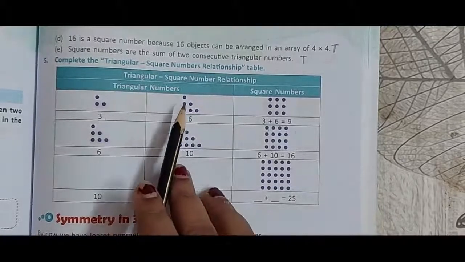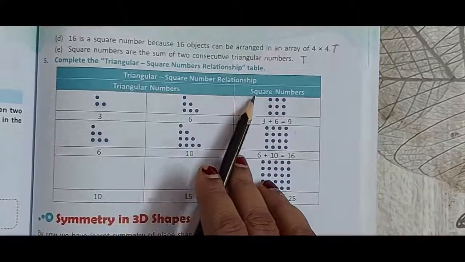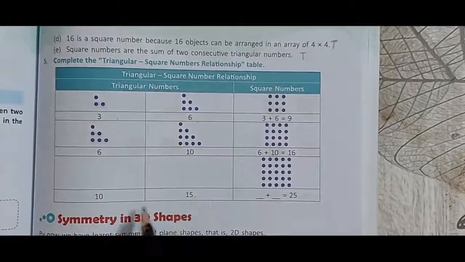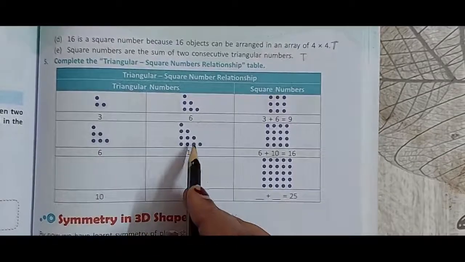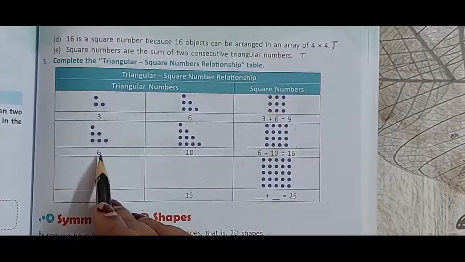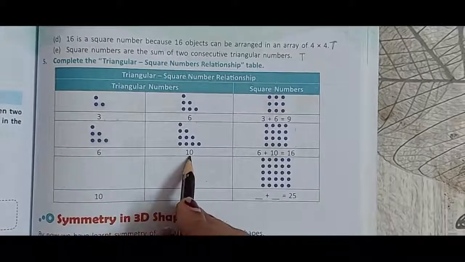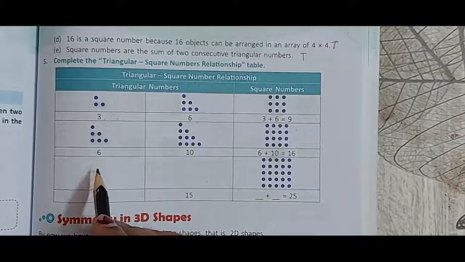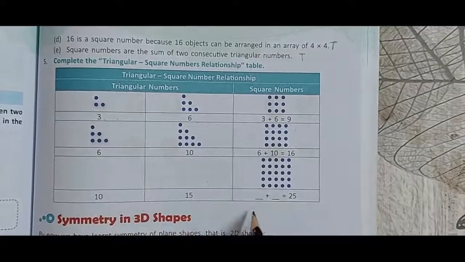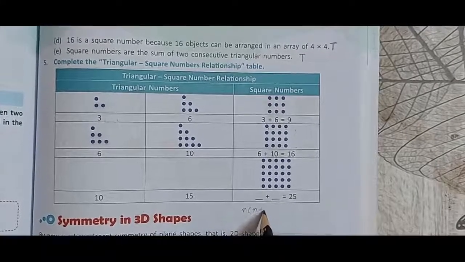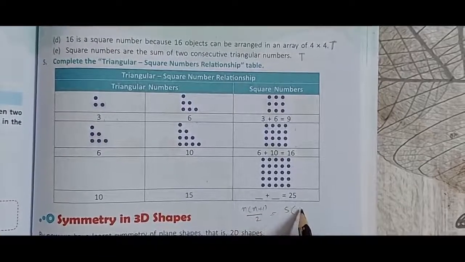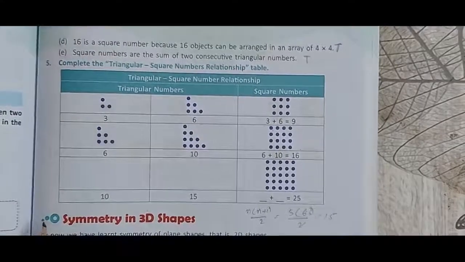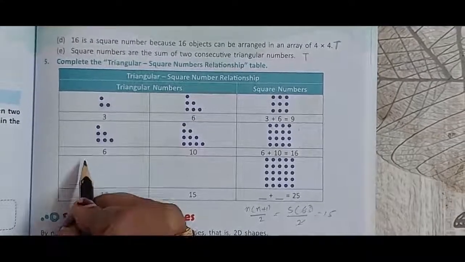Now you can see, complete the triangular and square numbers relationship table. So here it is given, 6 is the third triangular number. This is the fourth triangular number. Let us now take out the fifth triangular number. I apply the formula n into n plus 1 by 2. So fifth means 5 into 6 by 2, that is equal to 15. So we have to arrange the squares in the form of 15.